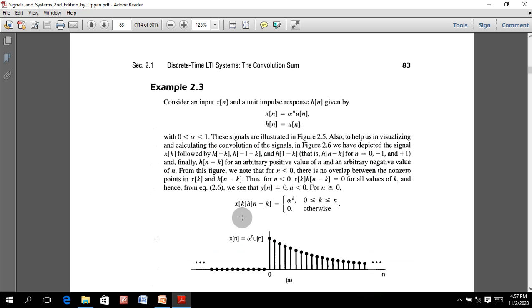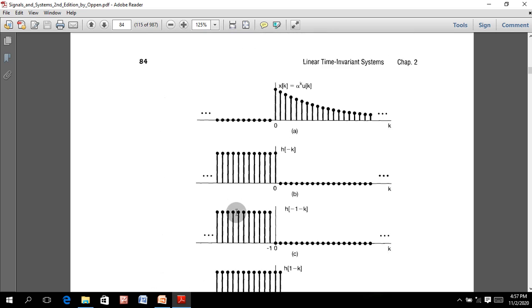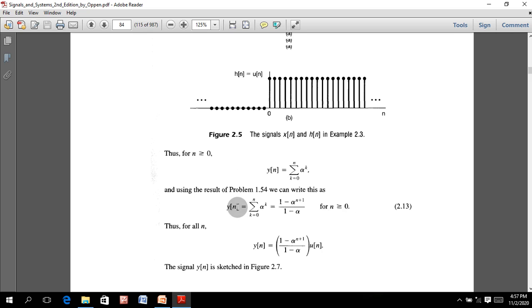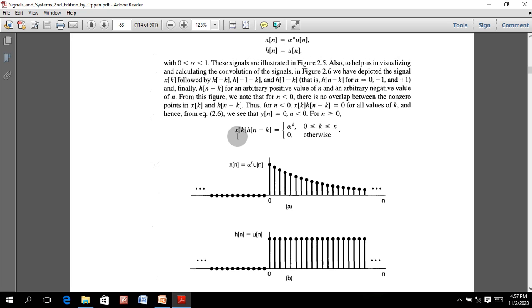So this is the way of doing any convolution. According to that, we will realize it. The same way we can also realize other values. Suppose this is a signal that could be written as x of k into h of n minus k, which is written as alpha to the power k, where the value of k should be between 0 and n. So x of n, alpha to the power n u of n, is realized in this way.